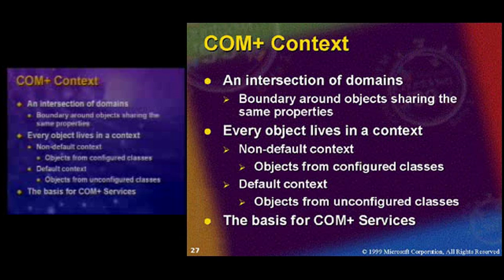Every object in COM+ lives in a context. This is different than COM today. In COM, there's no notion of context. In MTS, every object has a context associated with it. In COM+, every object has a context associated with it. Objects from unconfigured classes go into something called the default context, which really doesn't do anything for you, it just is there. And the non-default context is where configured classes are going to live. And there will be many non-default contexts in a typical application.